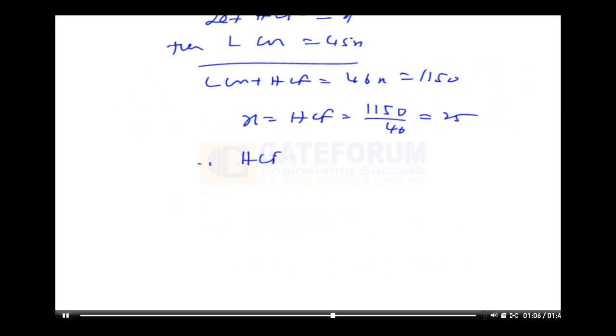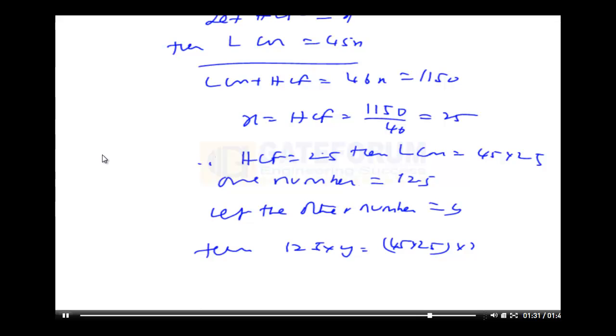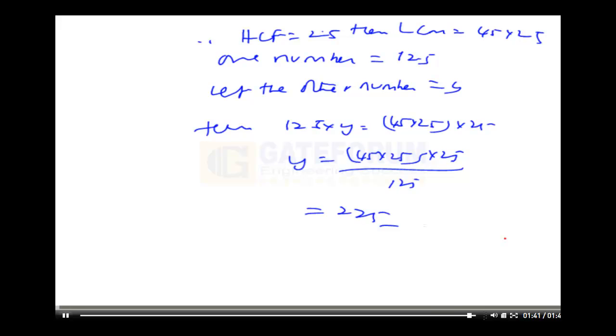So if you know HCF is 25, then LCM is 45 times 25. One number is 125. Let the other number be Y. Then the product of two numbers is the product of LCM and HCF. So Y is equal to 45 into 25 into 25 by 125, which will give you 225.